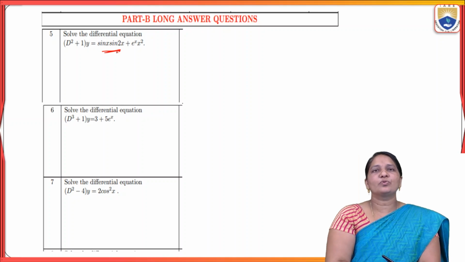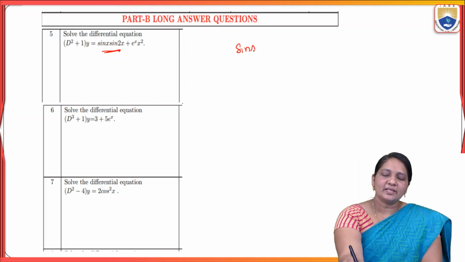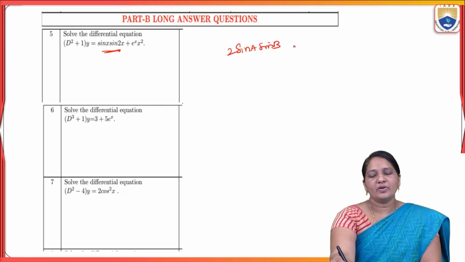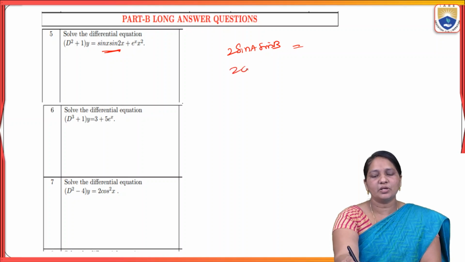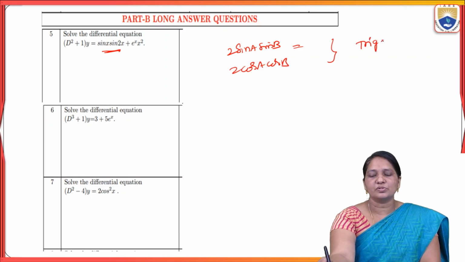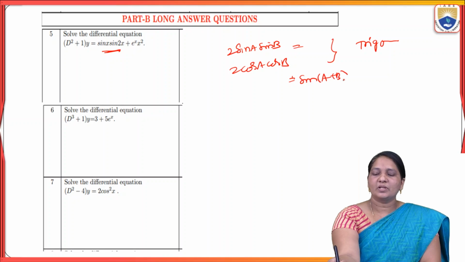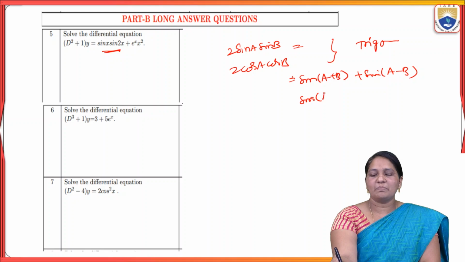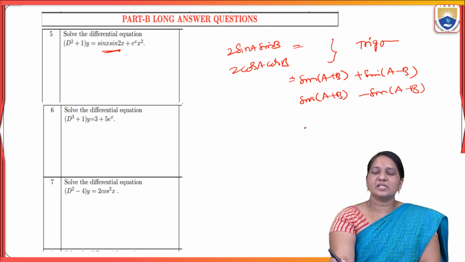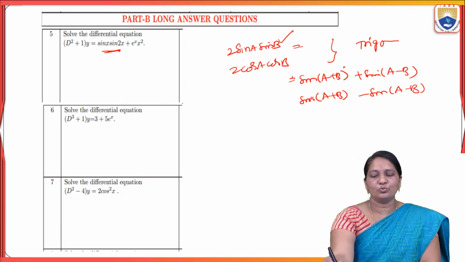And one more different question is there here. Sin x and sin 2x. This is in the form of sin a and sin b. So here we'll take 2 sin a sin b. We are having the formula for the 2 sin a sin b, 2 cos a cos b. These are trigonometric formulas we can use. So here we can use sin of a plus b plus sin of a minus b, or sin of a plus b minus sin of a minus b. By using these formulas, we can split this value as 2 terms.